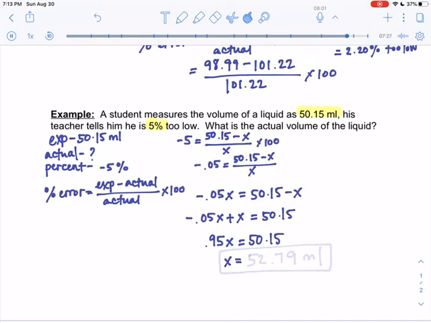So at this point, we are going to divide by 0.95 on both sides, which will then end up giving us an answer of 52.789, but we're going to round it to 2 decimals, so we have 52.79 milliliters, and that was our actual volume of liquid. So that's our answer for what the actual volume is.